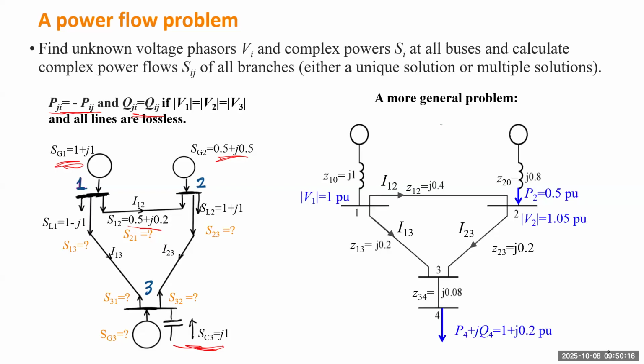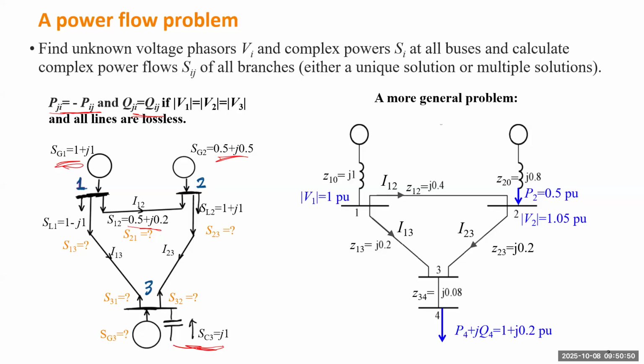But the more general power flow problem may look like this one. You have 3 main buses, and also another bus only connected to bus 3. So you have 4 buses. Bus 1 and bus 2 are connected to 2 sources, bus 4 is connected to a load, and bus 3 is not connected to a generator or load. Basically bus 3 is just connecting the other 3 buses.